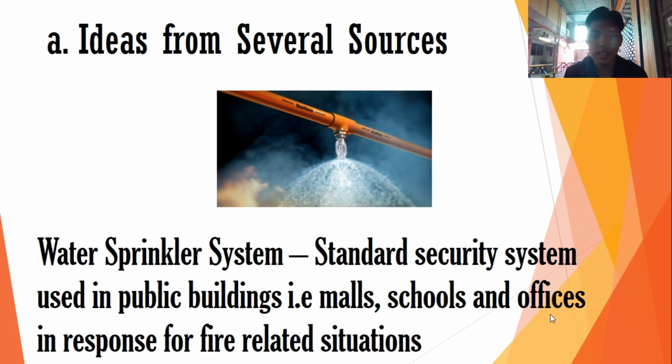Second is the water sprinkler system, a standard security system used in public buildings, for example, malls, schools, and offices, in responses for fire-related situations. So the water sprinkler system activates when actually another device is activated, which usually is a fire alarm. So when a fire alarm is activated, this water sprinkler system is activated to extinguish the fire. But the water sprinkler system does not have a built-in sensor or anything that could detect fire in the first place.